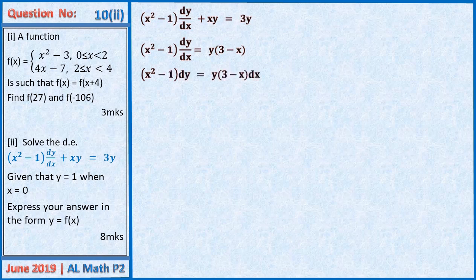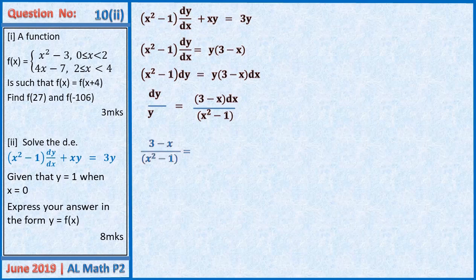That is separating variables now. And when I completely separate the variables, I'll have dy on y equal to (3 minus x) dx on (x squared minus 1). Now with the right hand side, (3 minus x) on (x squared minus 1) can be written in partial fractions as a over (x minus 1) plus b over (x plus 1). Note that x squared minus 1 is the difference of 2 squares. So multiplying all through by x squared minus 1, you have 3 minus x is identical to that. Please use the identical sign when solving.